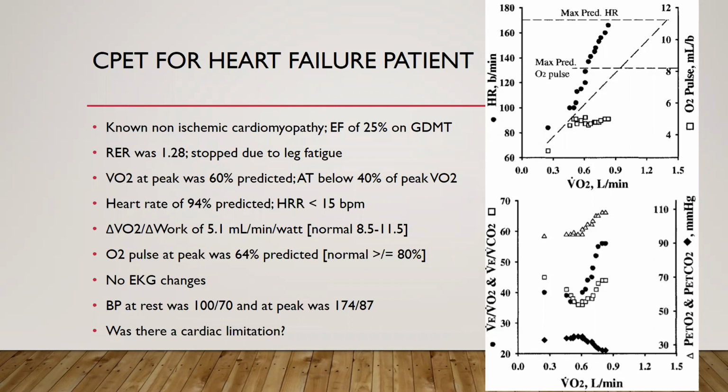Anyway, their peak VO2 was low. Their anaerobic threshold was also low. Their heart rate was 94% predicted. You can just forget about this. And then their delta VO2 over delta work was 5.1. So the normal is close to 10. It's not normal. Their O2 pulse was 64% predicted. They had no dynamic EKG changes. Their BP at rest was 100 over 70, and it got up to 174 over 87.